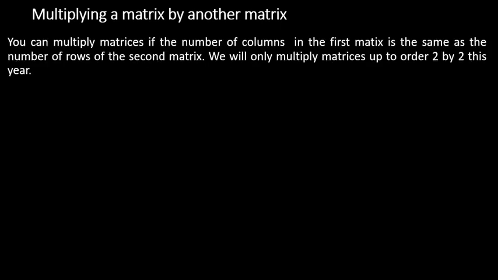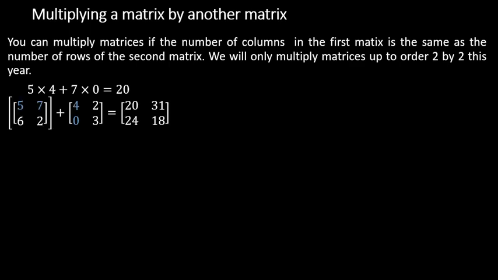Basically, you can multiply matrices if the number of columns in the first matrix is the same as the number of rows in the second matrix. So you can multiply, for instance, a 2 by 2 matrix. Because this is what we'll be looking at for you who are in grade 9, we'll only focus on 2 by 2 matrices. So we have an example here.